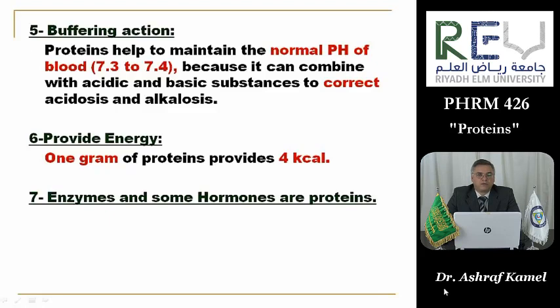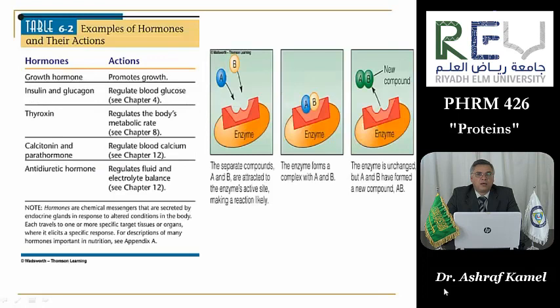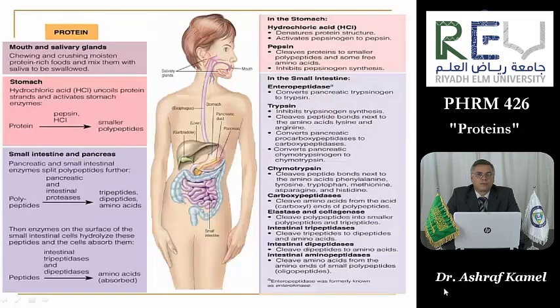Number 7, all enzymes and many hormones are proteins. And the table shows an example of some protein hormones like growth hormone, insulin and glucagon, thyroxine, calcitonin and parathormone, and the antidiuretic hormone. All these are protein hormones.